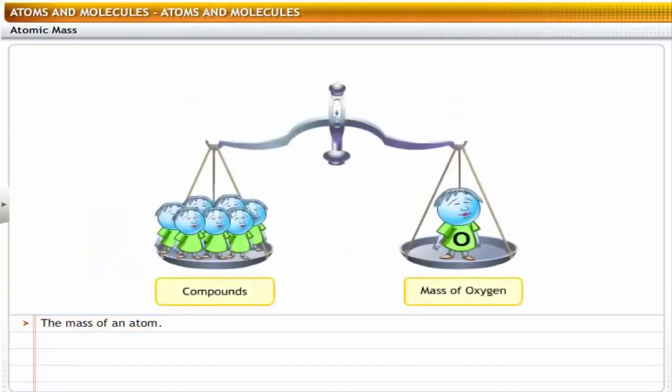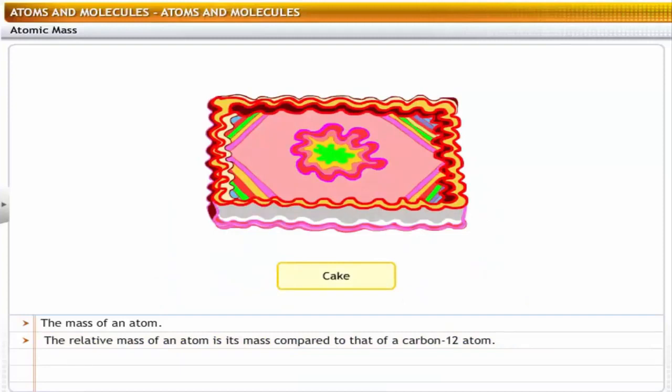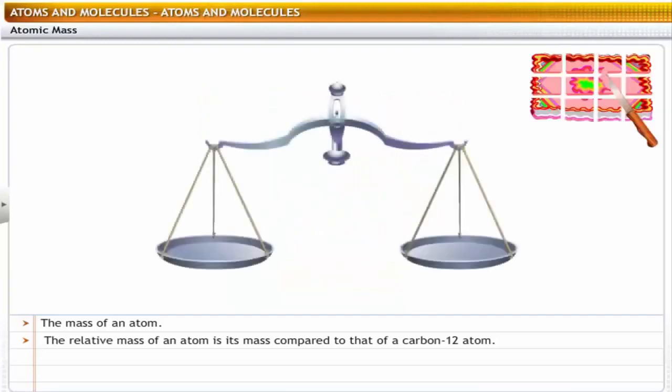Scientists initially took the mass of oxygen as standard mass, since oxygen formed a large number of compounds. In 1961, carbon-12 isotope was chosen as the standard reference for measuring atomic masses. The relative atomic masses of all elements have been found with respect to an atom of carbon-12. For example, in a bakery, if a cake is cut into 12 equal pieces, he is able to find the mass of each confectionery item relative to the mass of a single piece of cake. Now, he sells the confectionery by relative confectionery mass unit.